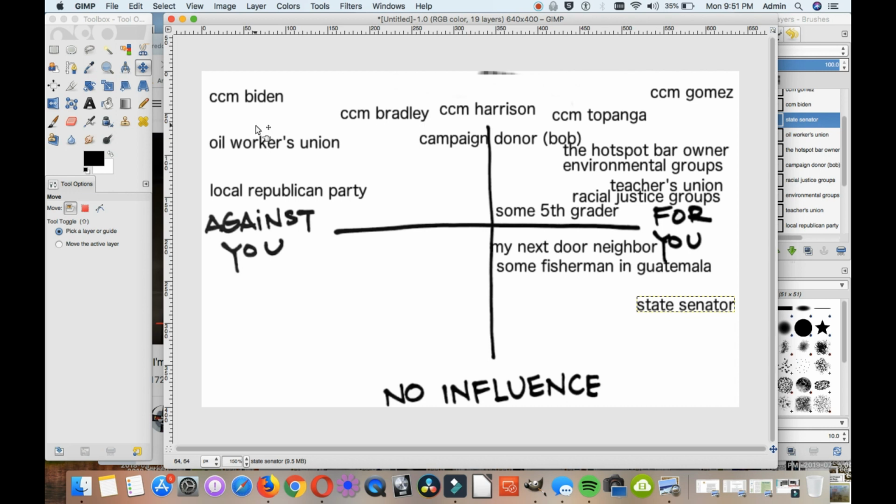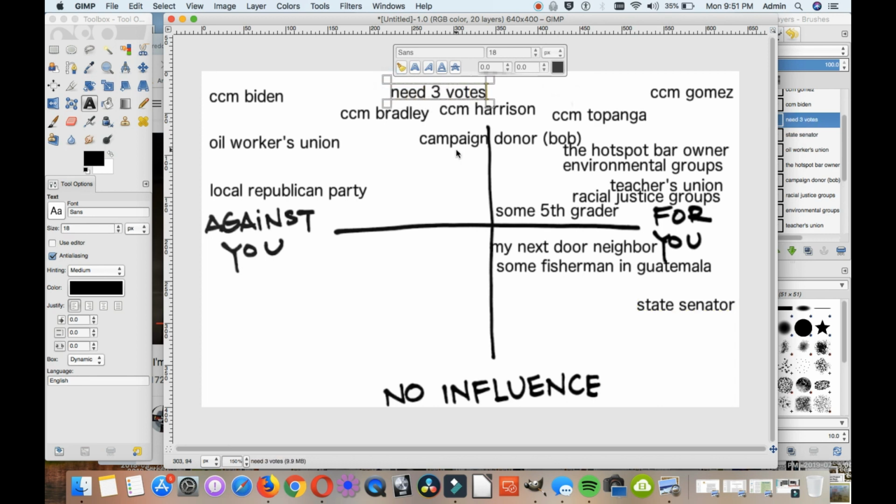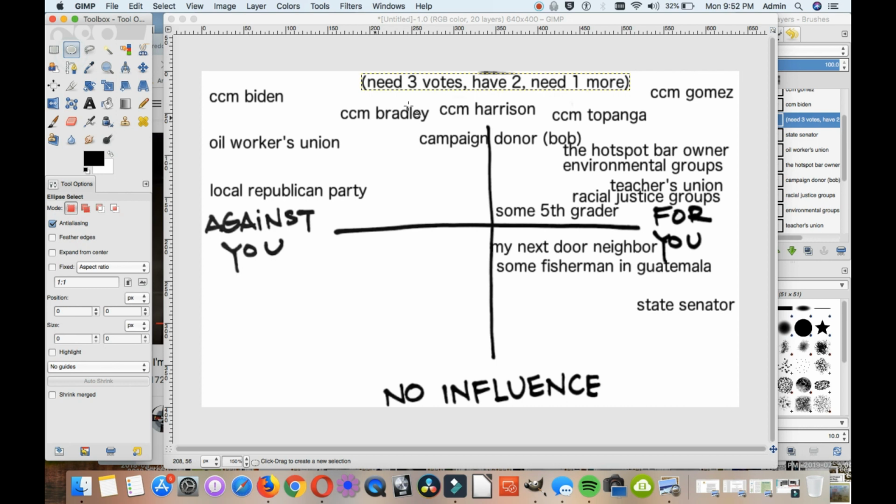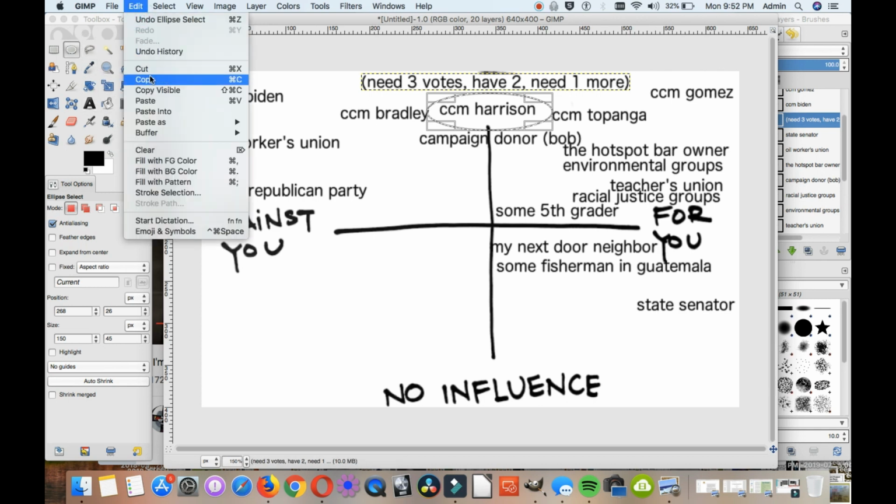So from here, you start to understand who you should be targeting. If you just need 3 votes, let's say you need 3 votes, have 2, need 1 more, then you have Gomez for sure. You're pretty sure with Topanga. So Harrison's the main one you've got to work on. Harrison's your main target, honestly. How do you do this?